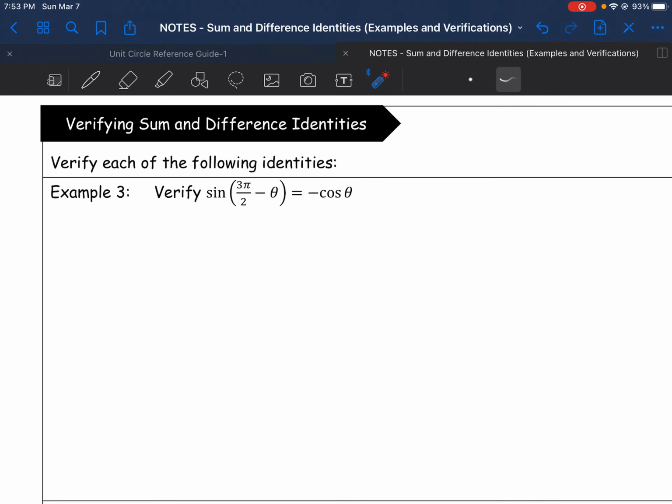Okay. So here in example 3, we want to verify that the sine of 3 pi over 2 minus theta is equal to negative cosine of theta. So basically, we're trying to prove that this is equal to this. And when we do verifications, typically you start with the most complicated side and you try to work it down to look like the least complicated side. So we're going to take sine of 3 pi over 2 minus theta, and we're going to mess around with it until it looks like this, until it's negative cosine of theta. So that's what we're going to do.